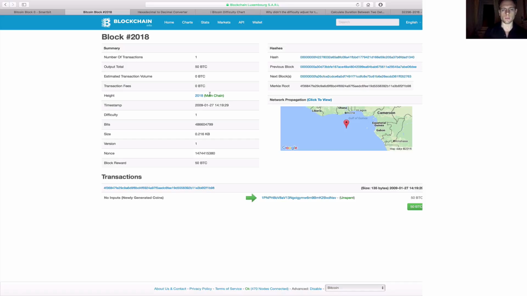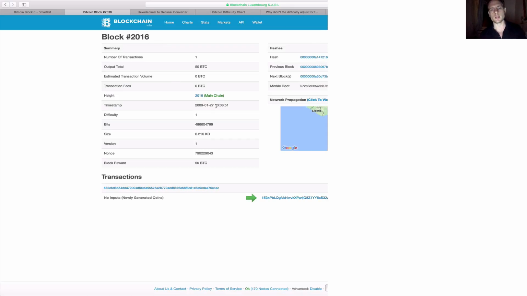Right, so if we actually look at the timestamps, if we look at block number 2015, we see that it actually took 24 days to calculate the first 2016 blocks. Now 24 days is much more than 2 weeks, right? Much more than 2 weeks.